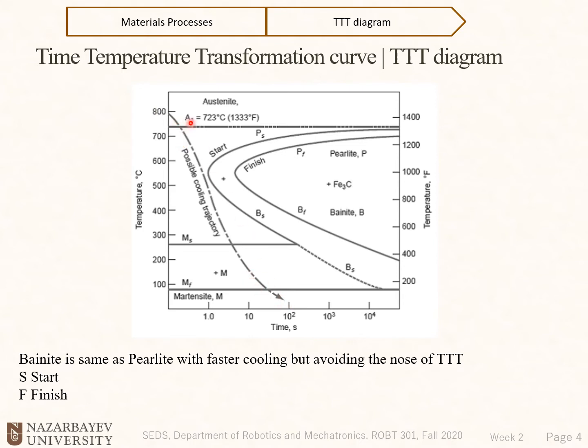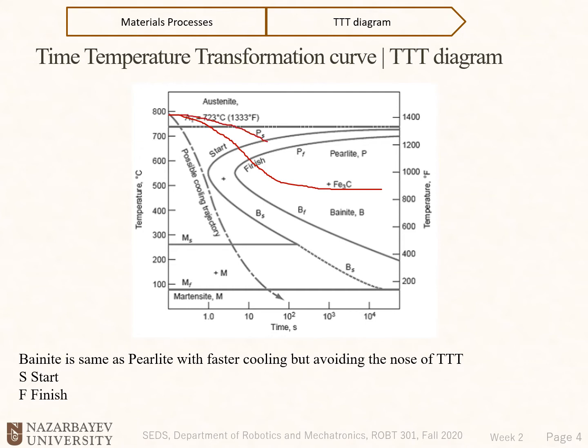Okay, so we want to see what happens to the structure of iron if we follow different paths on this diagram. Let's say we have iron at 800 degrees Celsius, and we want to see what happens if it changes temperature along this specific trajectory. Okay, so we are cooling down the iron on this specific path, and we want to see what would be the final structure of our steel.